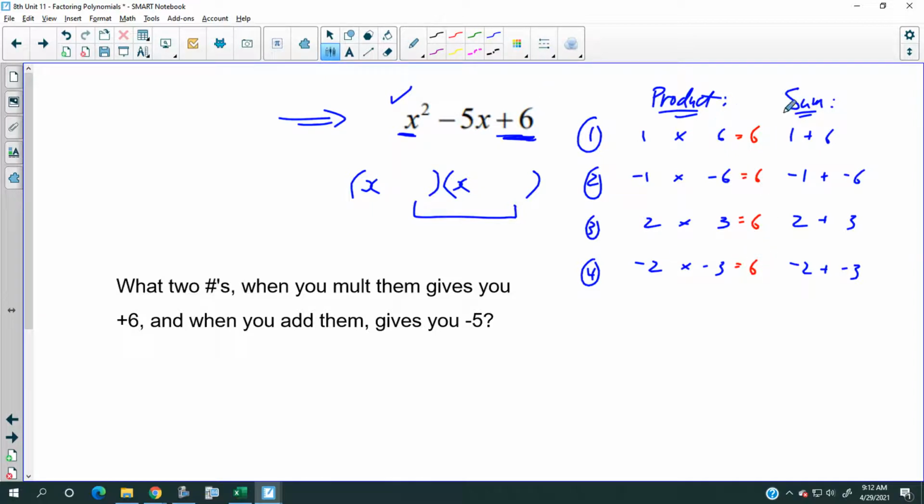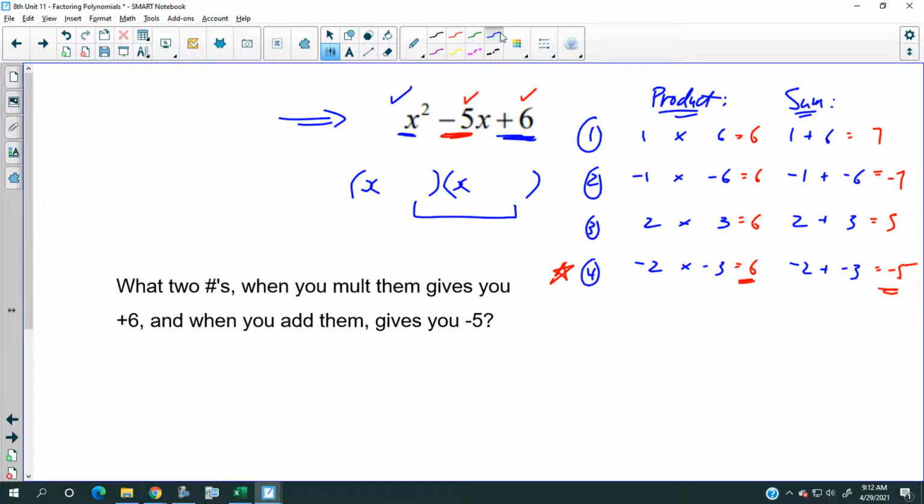So that doesn't help. But here's where it's going to help. We're going to add them, because when we add them, it has to match the number in the middle. So 1 plus 6 is 7. -1 plus -6 is -7. 2 plus 3 is 5. -2 plus -3 is -5. So which one of these gives you 6 and then -5? This one, the 6 and the -5.